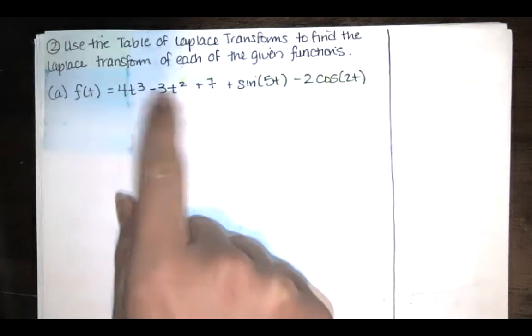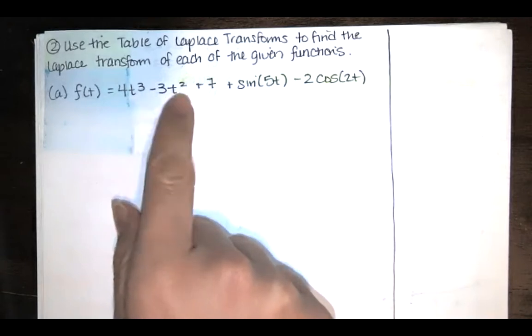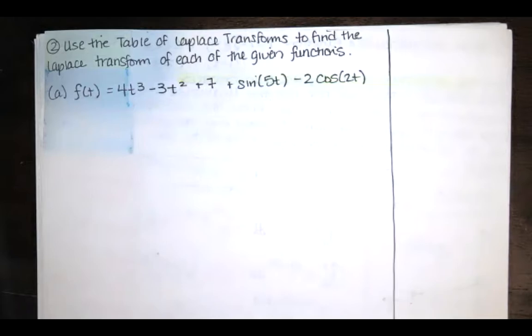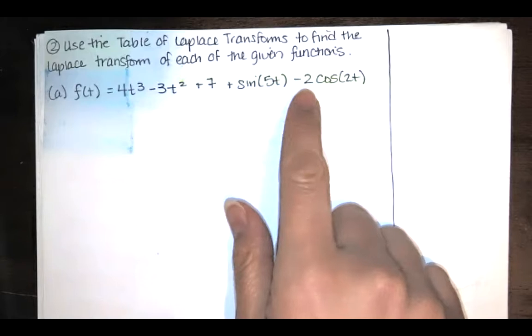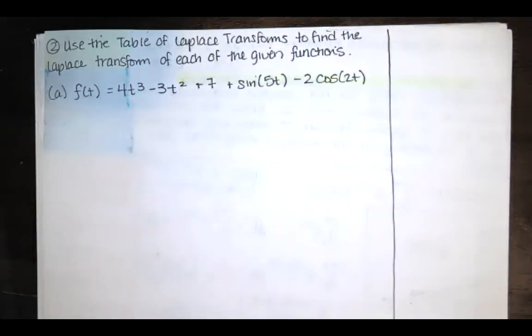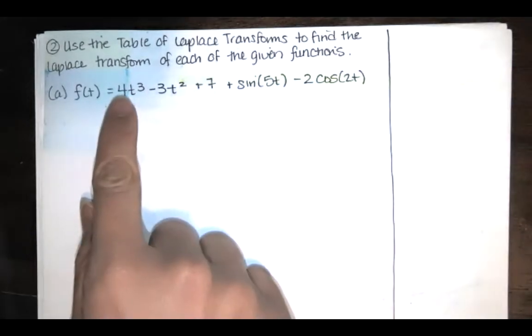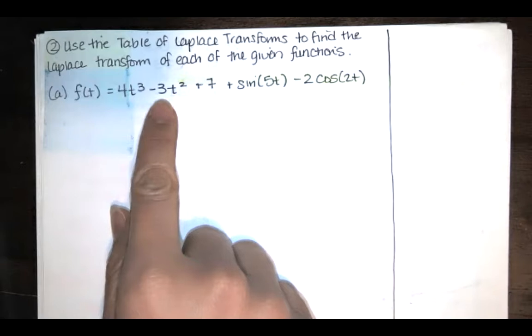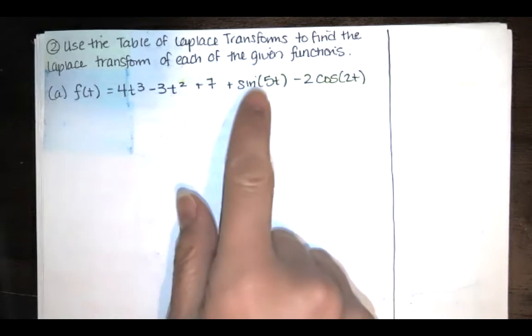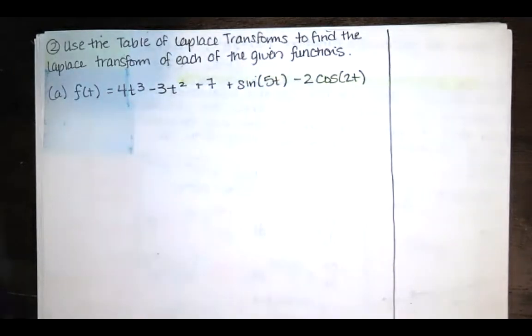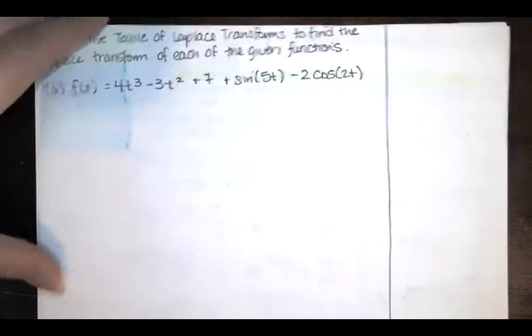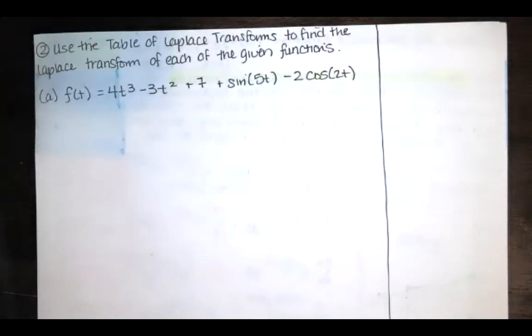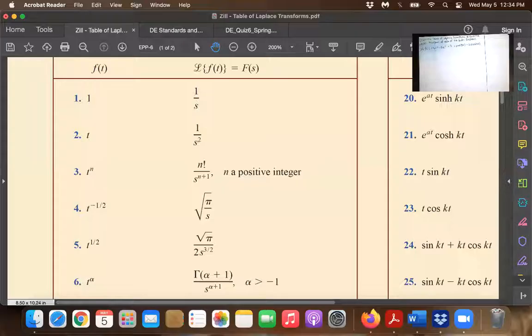So we've got a rule for t to the n and its Laplace transform. So we'll use that here. This constant that's just by itself, we can think of that as a multiple of 1. And we have a Laplace transform for 1. And then we've got a sine of 5t and a constant times cosine of 2t. So it looks like we need the rules for t to some power, for 1, and sine and cosine functions. So let's look at our table of transforms and find the appropriate entries in our table.